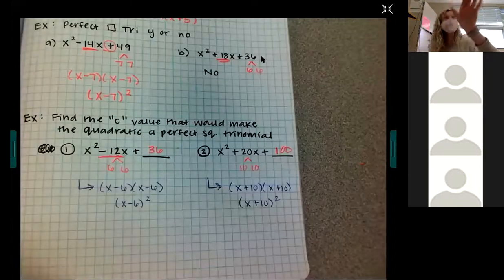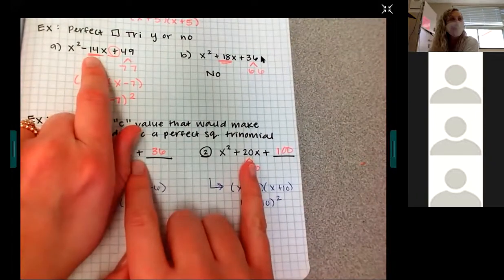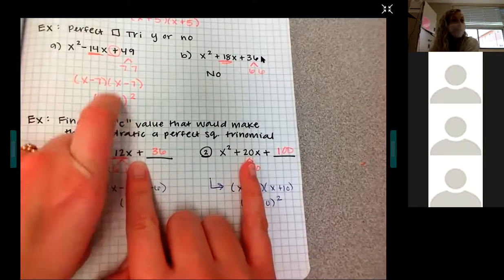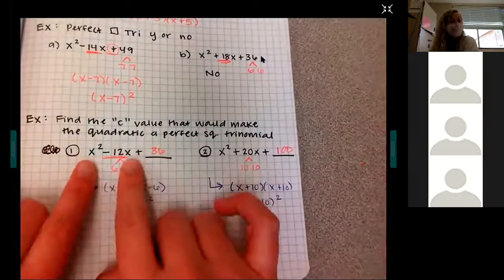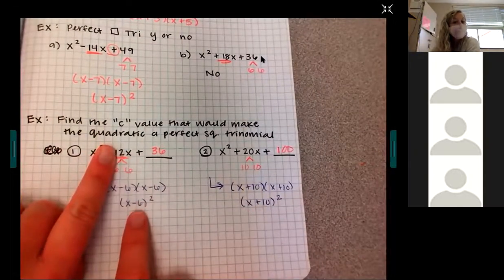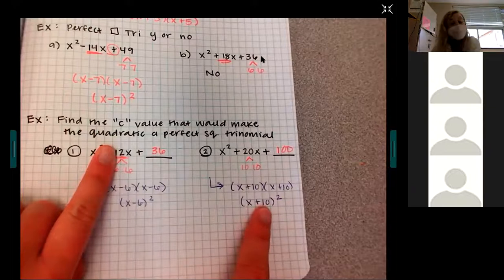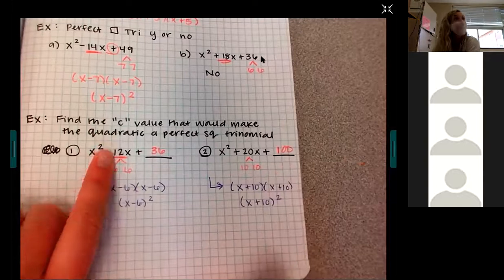People at home, listen, he said, you can just take the B value for all of these and divide it by 2, and that's the number that'll be the factor. 14 divided by 2 is 7. 12 divided by 2 is 6. 20 divided by 2 is 10. And then you'll have to square it because it is a perfect square.